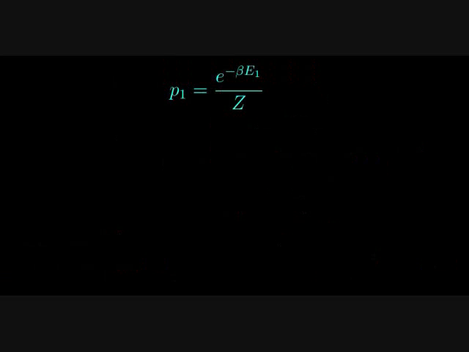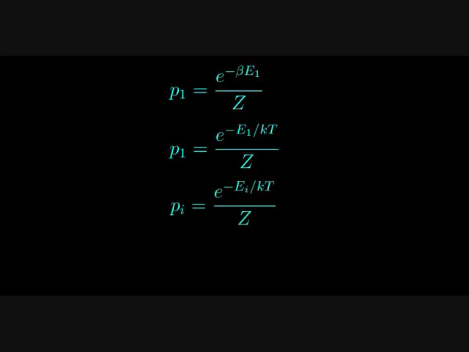Now go back to our expression for p sub 1. Replace beta with 1 over kT. But we could have derived the same expression for any other state, not just state 1. So the probability of state i is e to the negative E sub i over kT, divided by the partition function. But we want to know the probability of finding a system in a state with energy E sub i.